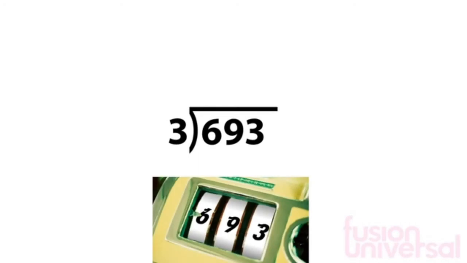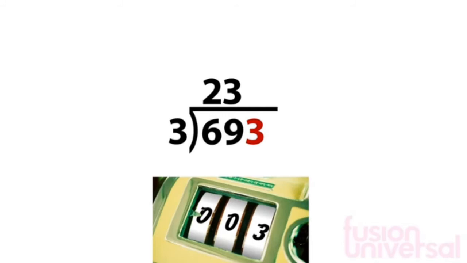We first look at the hundreds place value. We divide this 6 by 3. 3 goes into 6 twice, so we put the 2 directly above the 6. Next we look at the tens place value. We divide this 9 by 3. 3 goes into 9 3 times. Again, this 3 goes directly above the 9.